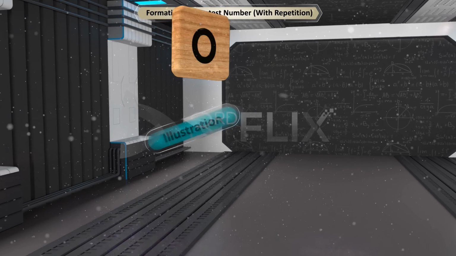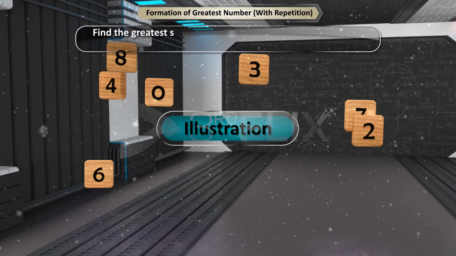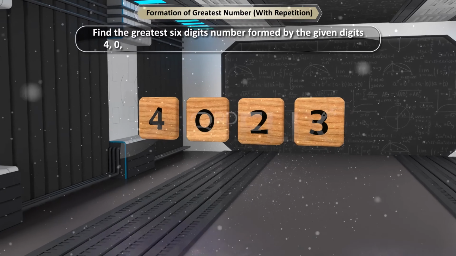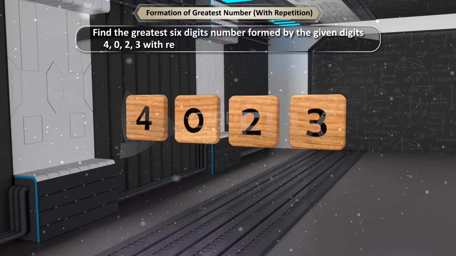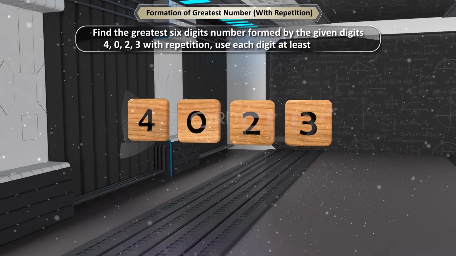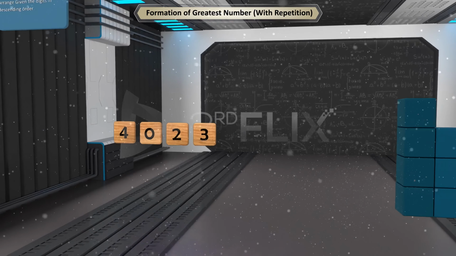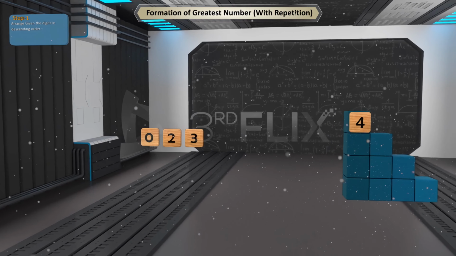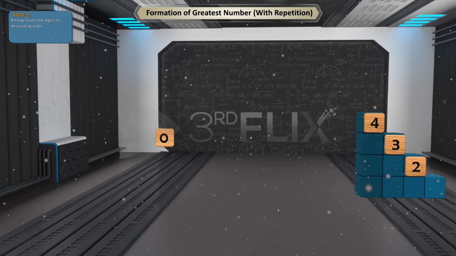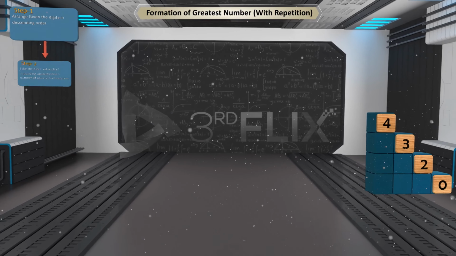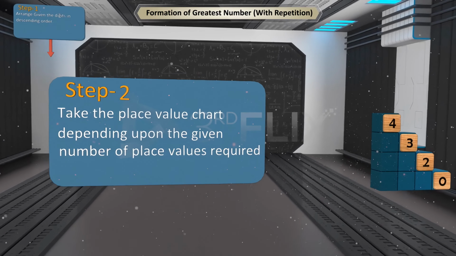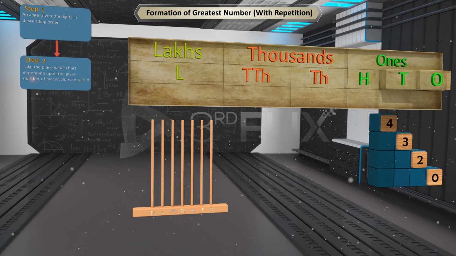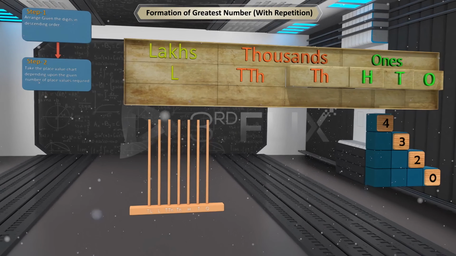8,88,630. Illustration. Find the greatest 6-digit number formed by the given digits 4, 0, 2, 3, with repetition using each digit at least one time. Step 1. Arrange the given digits in descending order. 4, 3, 2, 0. Step 2. Here the number of given digits are 6. Take the place value chart up to 6 places, that is up to lakhs.